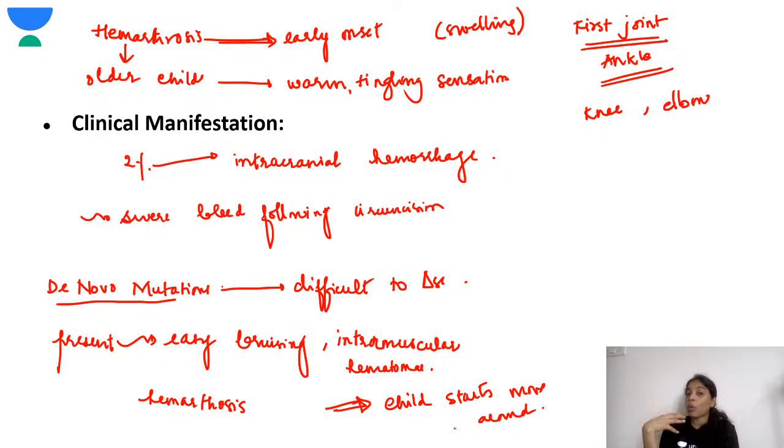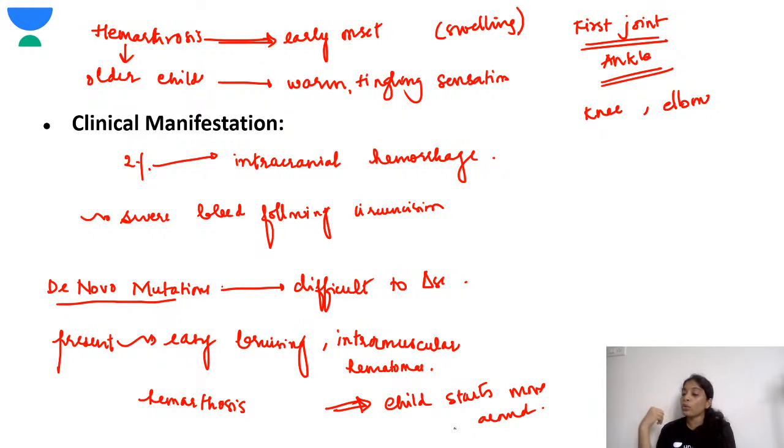Most of the time, another presentation is when they have a circumcision, there will be severe bleeding. That is another presentation of hemophilia. It is X-linked recessive, yes, but many times there are de novo mutations. There is a very high chance of de novo mutation. When that happens, the diagnosis is difficult and generally it goes undiagnosed until they present.